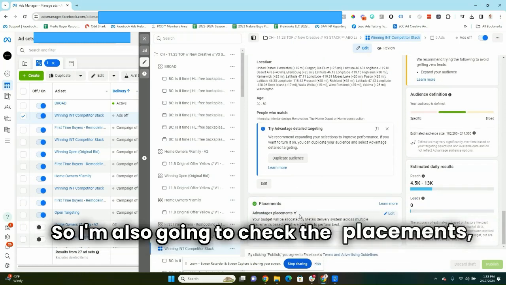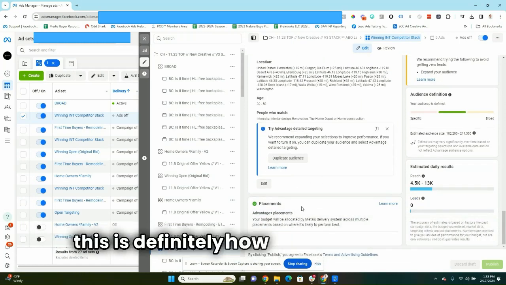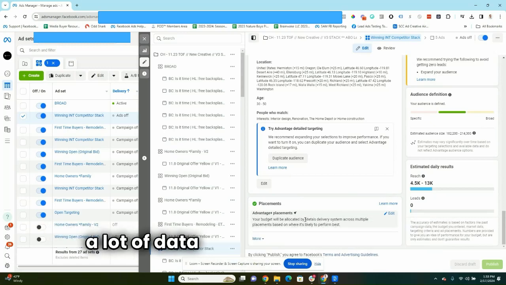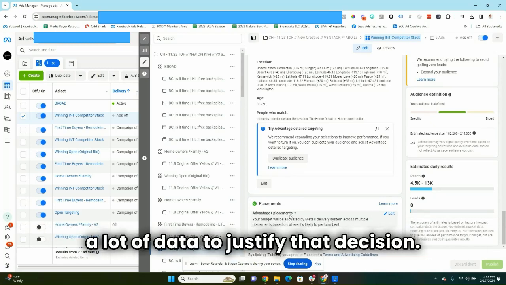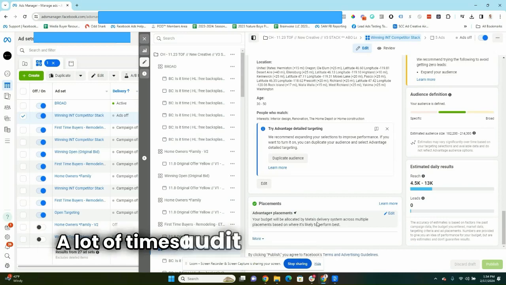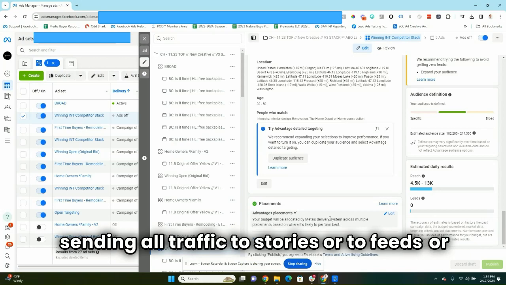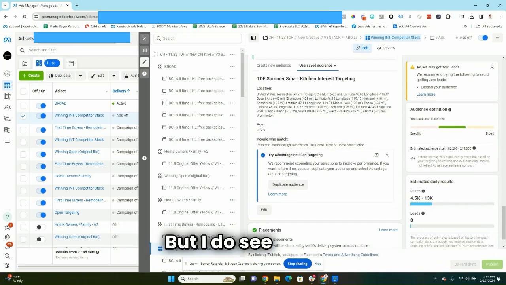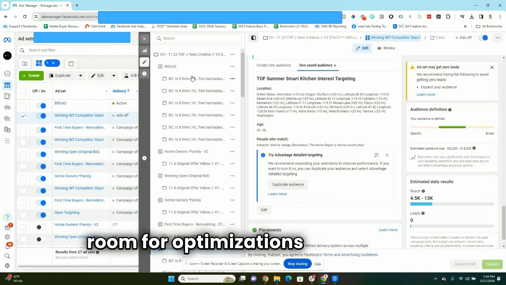I'm also going to check the placements, and this is definitely how I would launch it. Rarely will I do manual placements unless I have a lot of data to justify the decision, but this is totally fine. A lot of times I audit accounts and they're sending all traffic to stories or to feeds or to video reels or something just crazy. So that checks out, but I do see a bit of room for optimizations in this area.